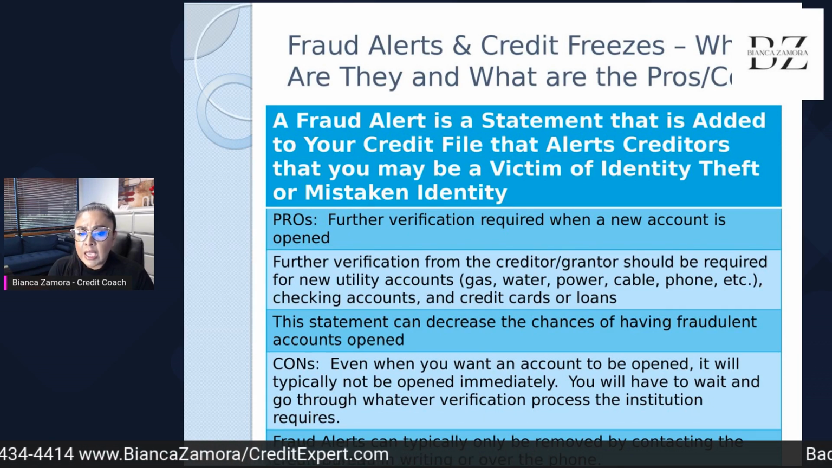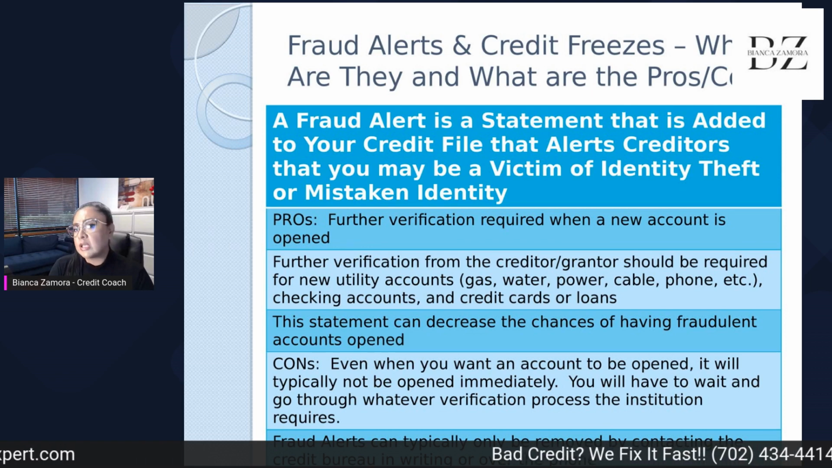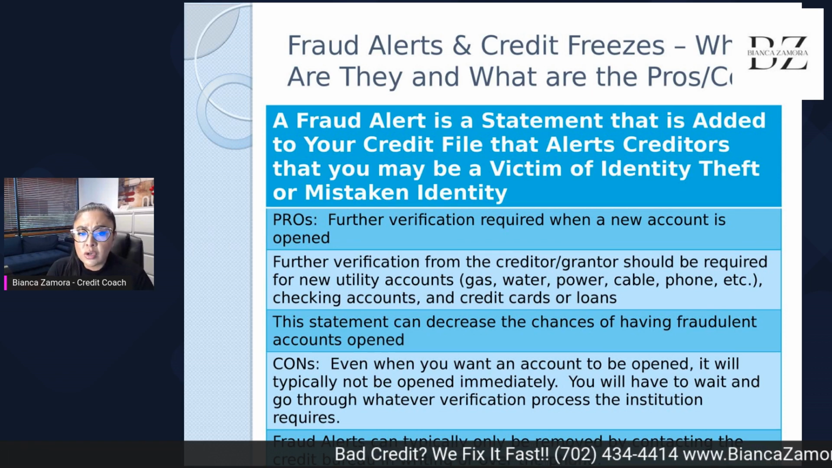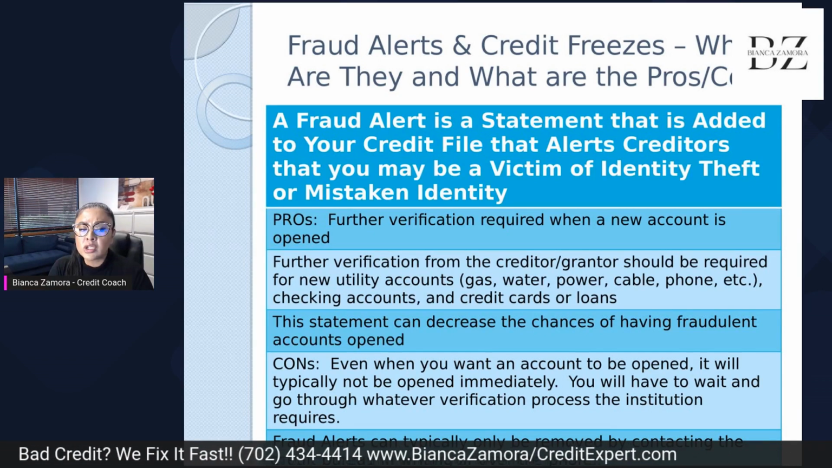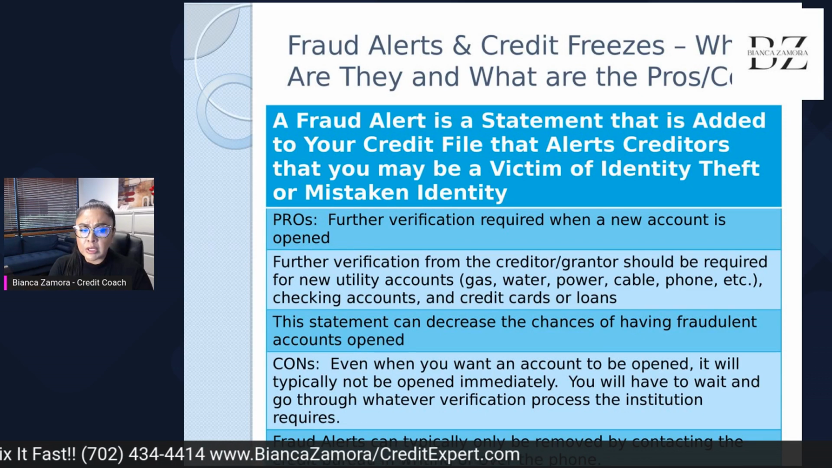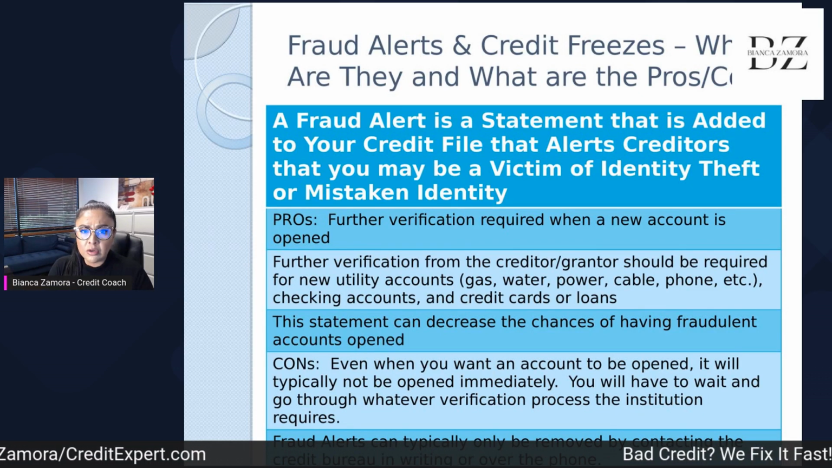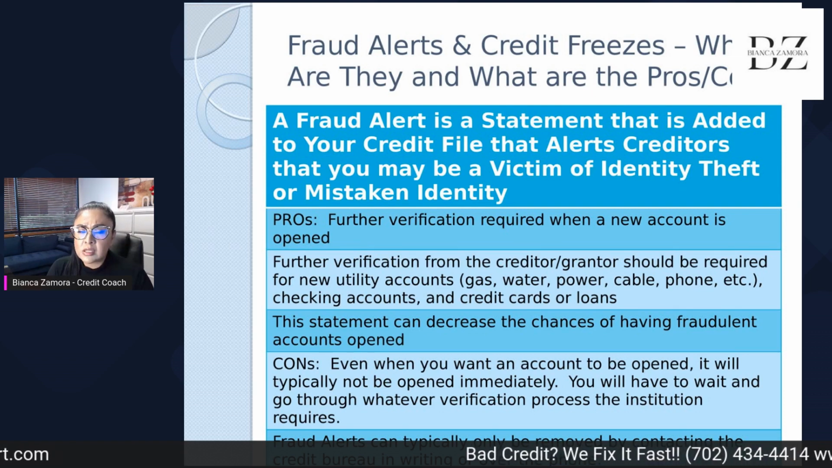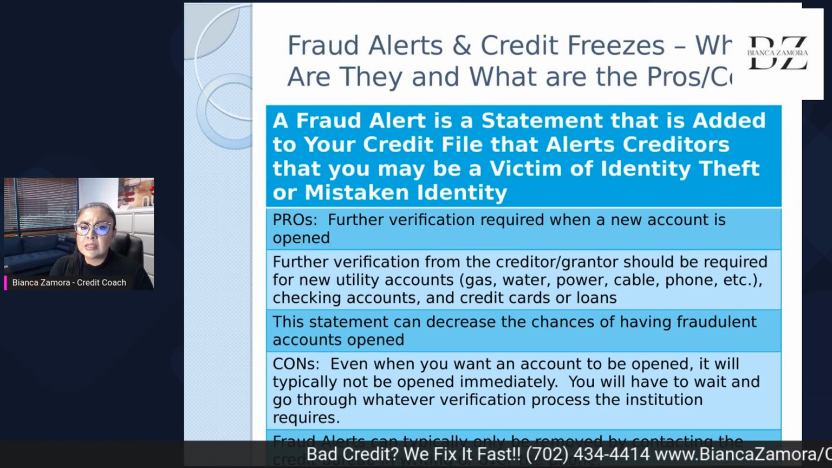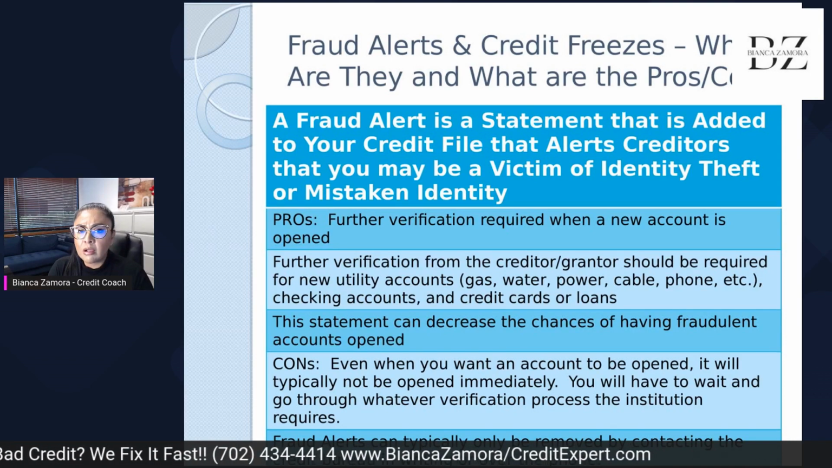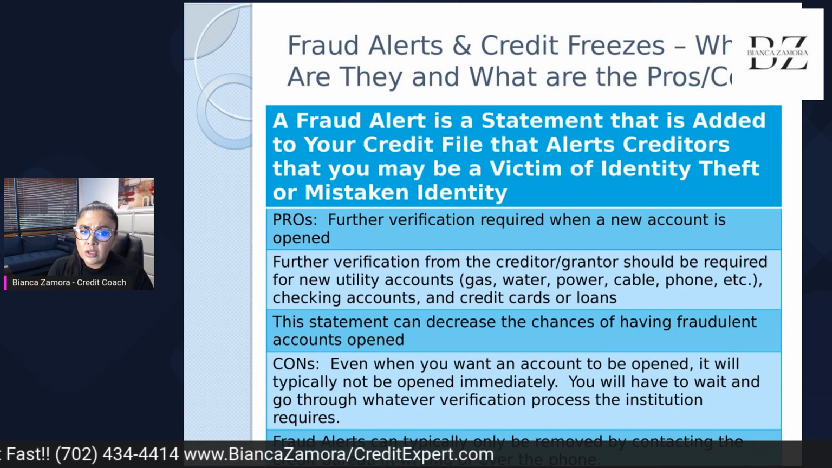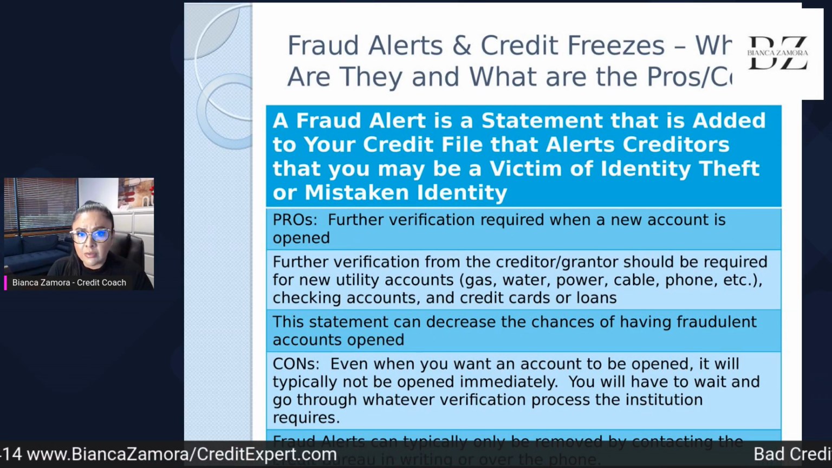This statement can decrease the chances of having fraudulent accounts opened, because if the person that is trying to open the account can't produce the documentation or answer the security questions, then the account won't be opened. Now, there are two different types of initial fraud alerts that can be added. There's a 1-year security alert, and then there's also a 7-year extended security alert. Depending on how long you would like to have that alert added, you can ask for a 1-year or a 7-year.